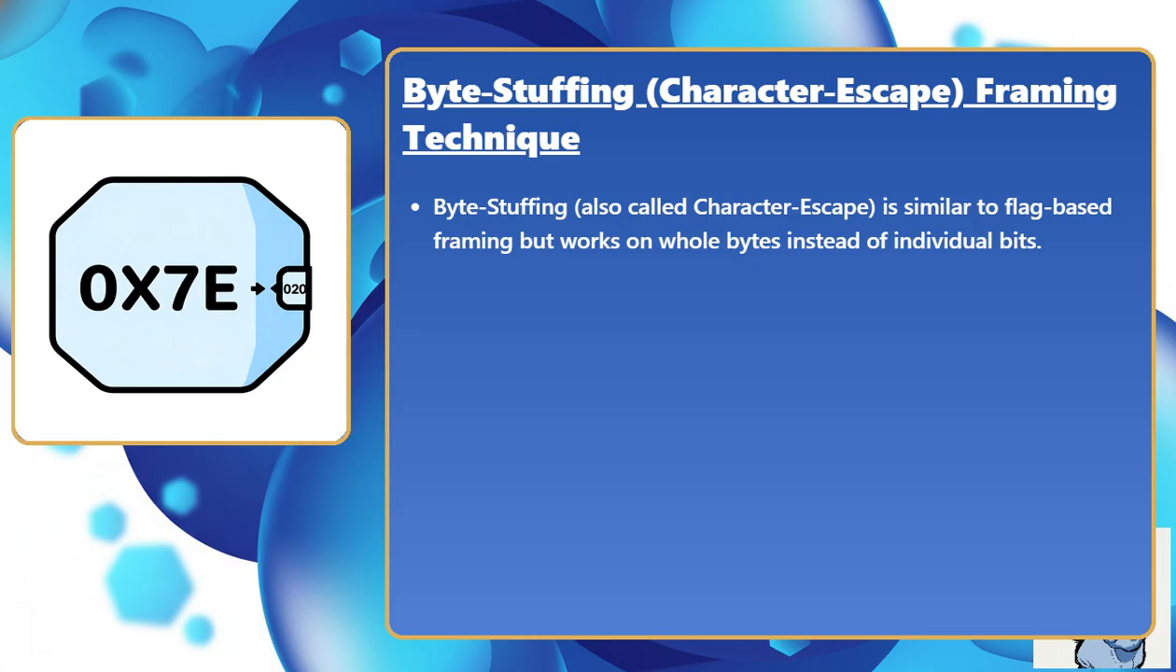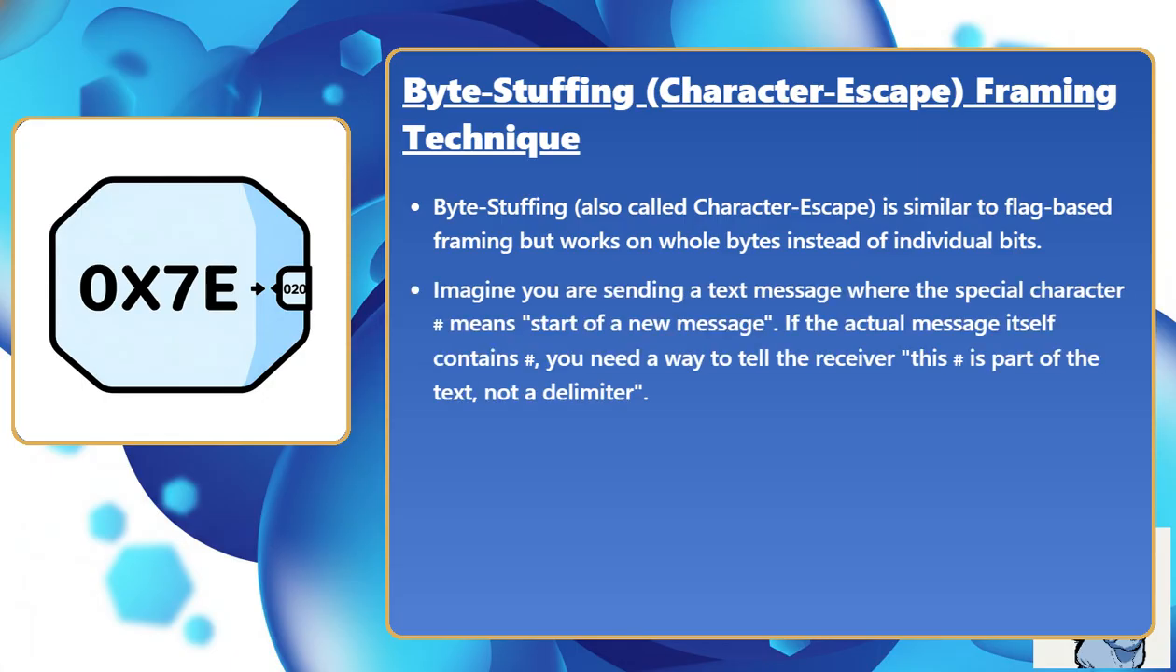Byte stuffing, also called character escape, is similar to flag-based framing, but works on whole bytes instead of individual bits. Imagine you are sending a text message where the special character hash means start of a new message. If the actual message itself contains hash, you need a way to tell the receiver this hash is part of the text, not a delimiter.